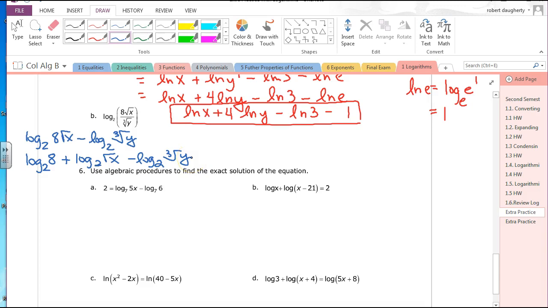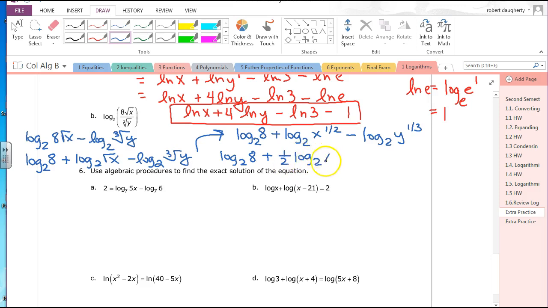Get rid of those square roots and cube roots. I'll write those with exponents. So this is the log base 2 of 8 plus the log base 2 of x to the 1/2 minus log base 2 of y to the 1/3. And finally, this is the log base 2 of 8 plus 1/2 log base 2 of x minus 1/3 log base 2 of y.